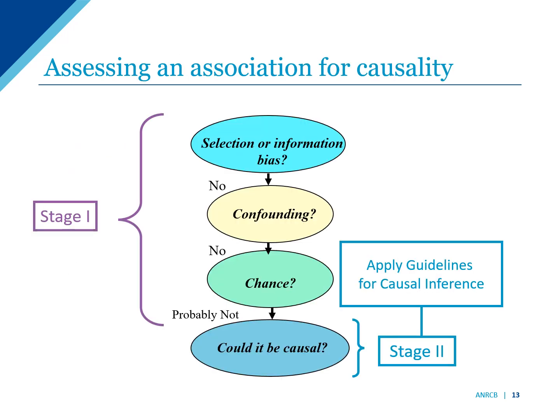This model reflects the order in which this 2-stage process occurs, first assessing primarily for selection or information bias, then confounding bias, and then chance or error. We cannot say with absolute certainty that an association is not due to chance, but we can determine the probability that it is not due to chance. Then we apply the set of causal guidelines.